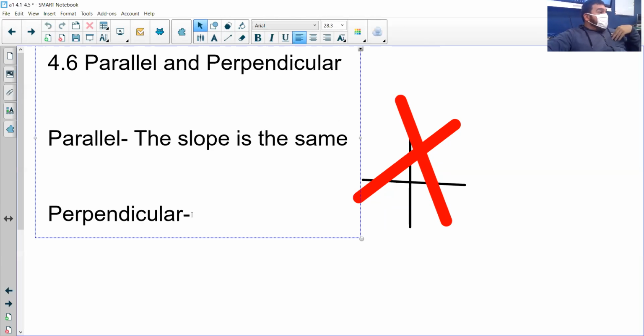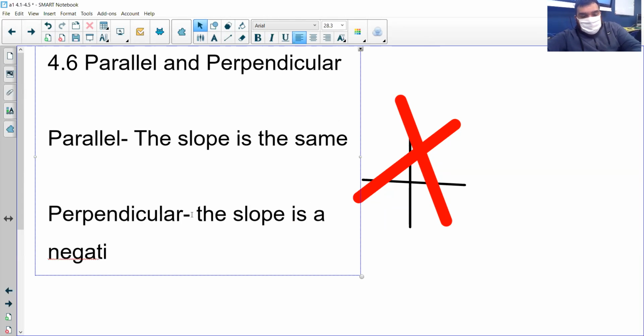So perpendicular for us, what we care about is the slope is a negative reciprocal. No, negative reciprocal.